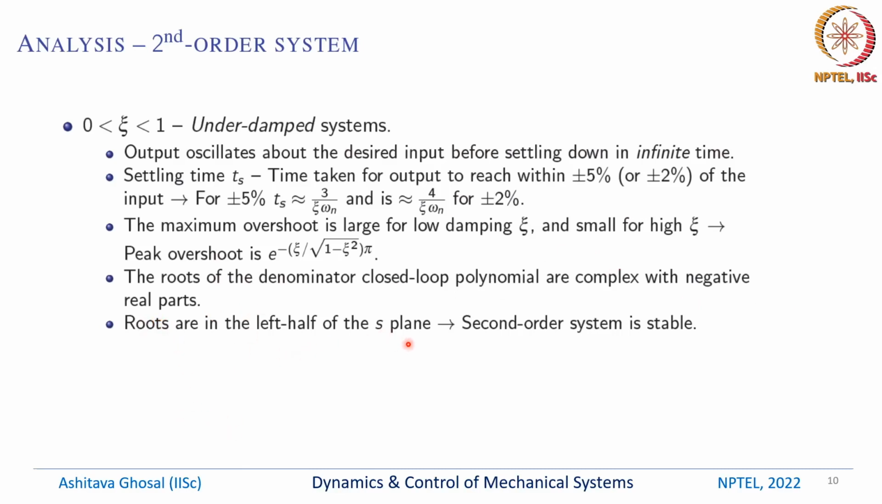The roots are in the left half plane, hence the second order system is stable. Remember, according to Lyapunov, if the roots of the polynomial are in the left half plane, the system is stable. If they are in the right half plane, it is unstable. In this case, for the second order system with damping between 0 and 1, the roots are always in the left half plane and hence the system is stable.